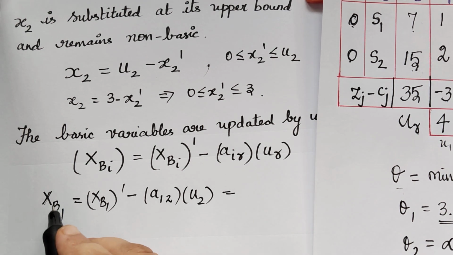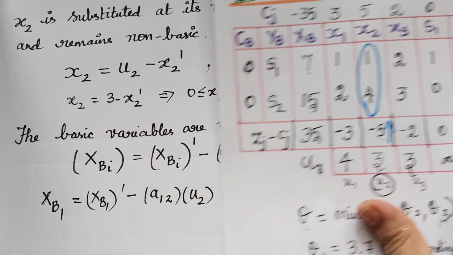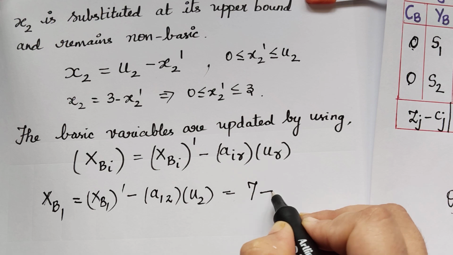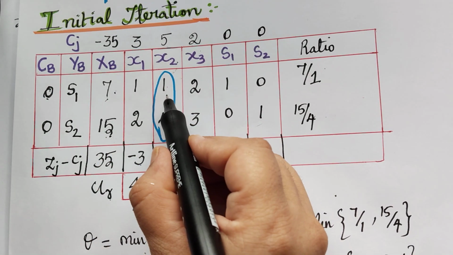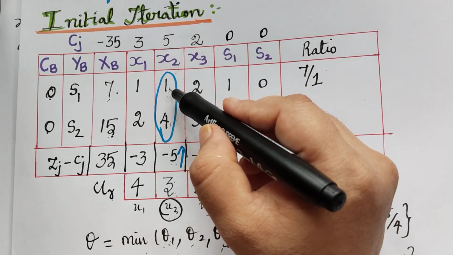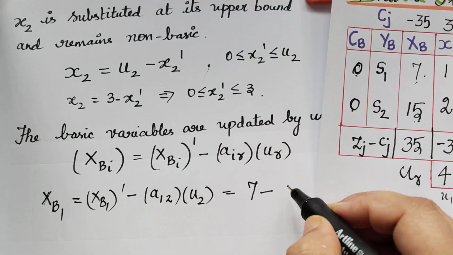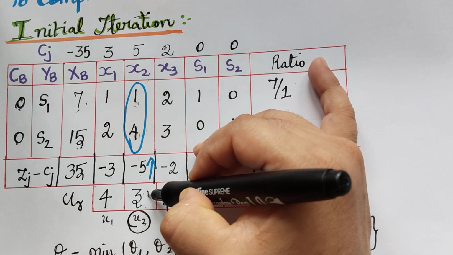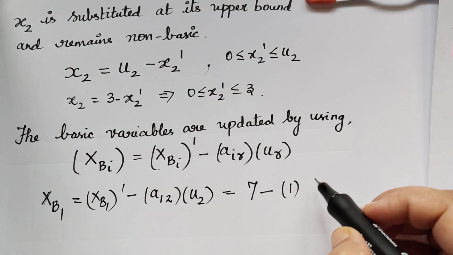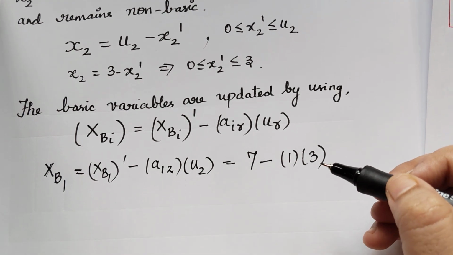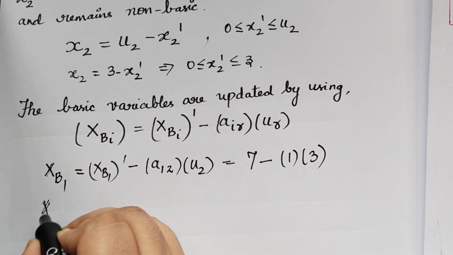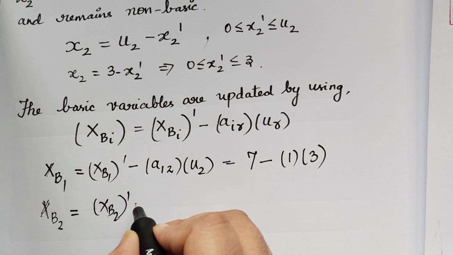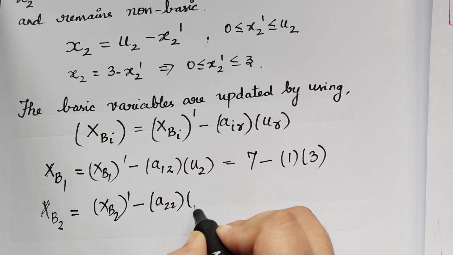Or you remember generally like this. The new solution space has to be updated. It will be equal to the old solution. Here the old solution is 7. So 7 minus a12, the corresponding entering column cell value, that is 1. So 7 minus 1 multiplied with the upper bound. The corresponding upper bound is 3. So multiplied with 3. Okay. Similarly, what will be xb2? That will be equal to xb2 dash minus a22 multiplied with u2.